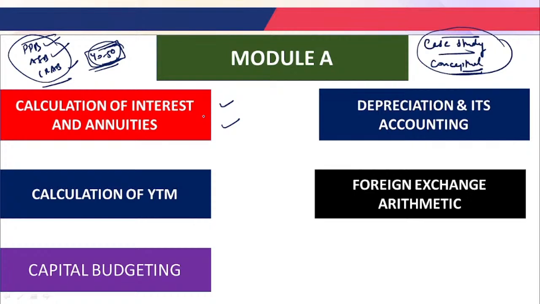Okay, so just understand that in module A, this is what you have to read. The first thing is that there are basic 5 chapters in your module A: calculation of the interest and annuities, calculation of the YTM, capital budgeting, depreciation and its accounting, and foreign exchange arithmetic.